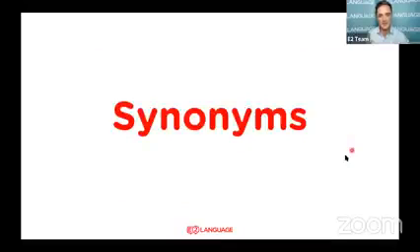So let's first think about synonyms, because one of the most critical skills that you need to have or understand is synonyms. A synonym, of course, is a word that means the same thing as another word, like big and large, or small and tiny, or hungry and starving, for example. These are synonyms, words that mean the same thing.